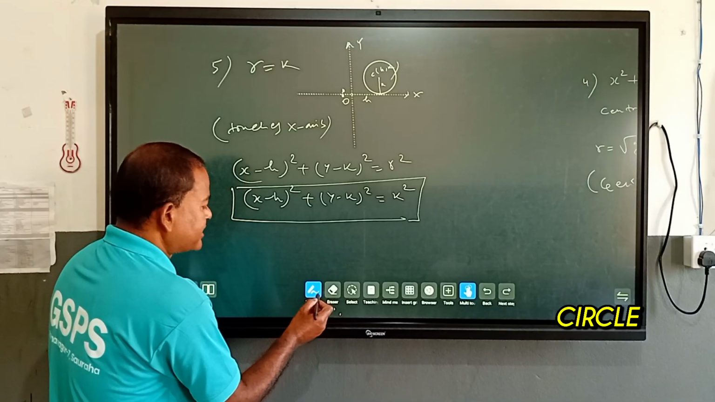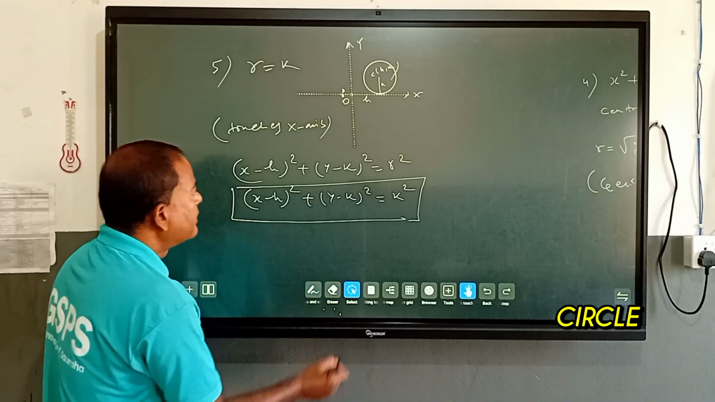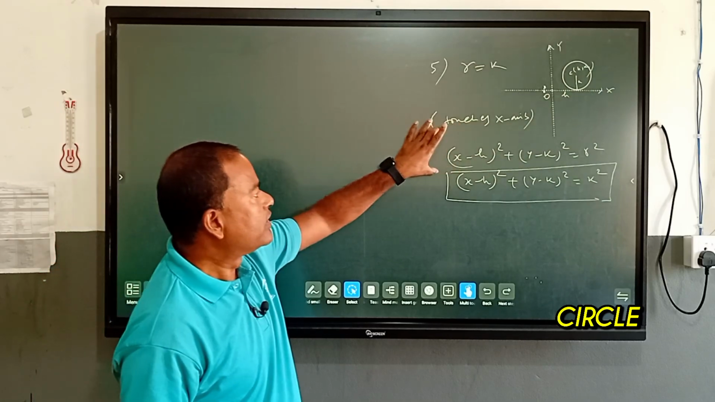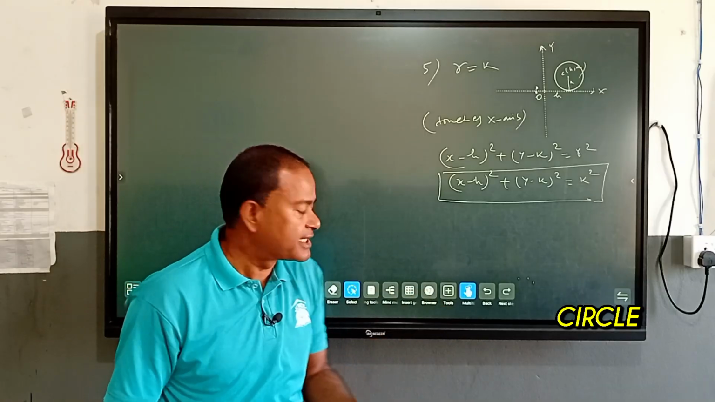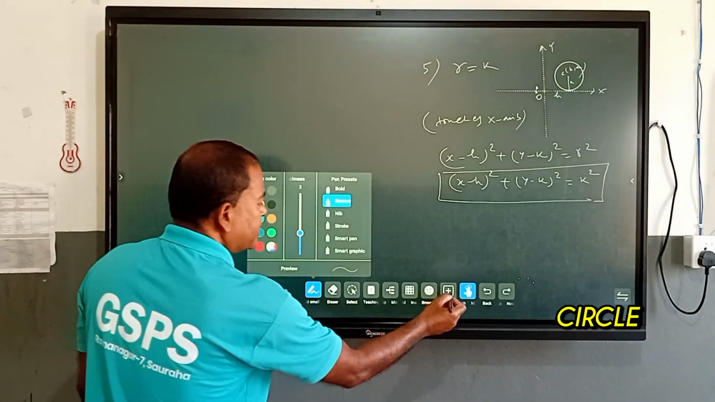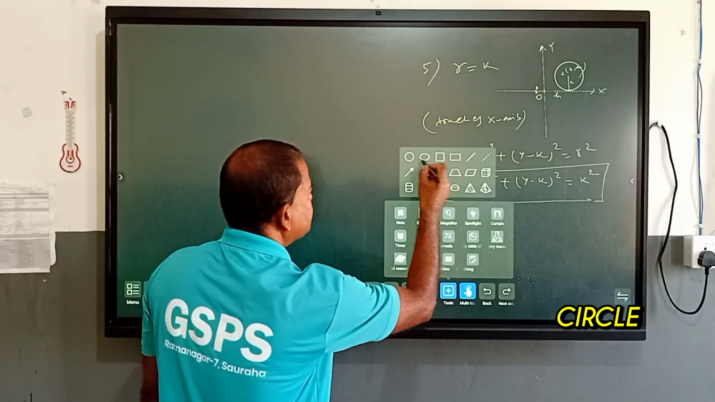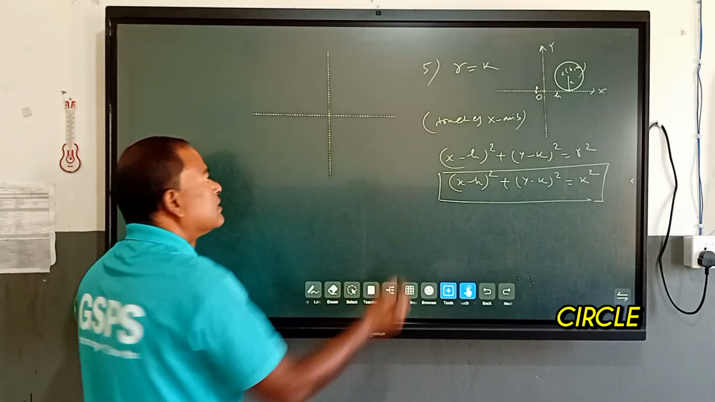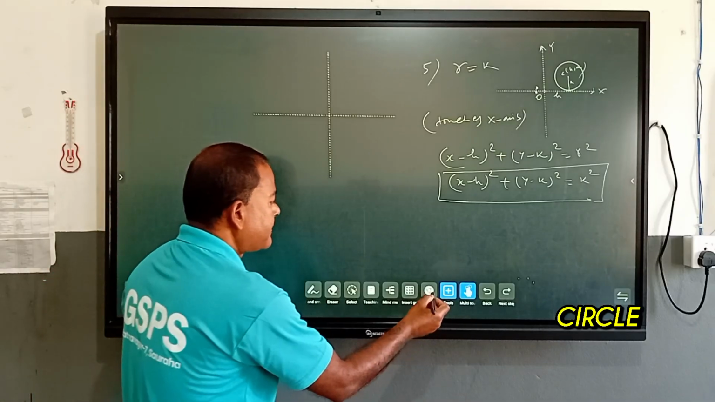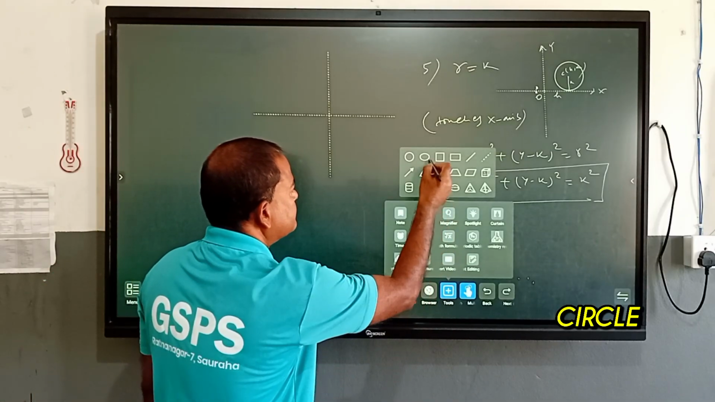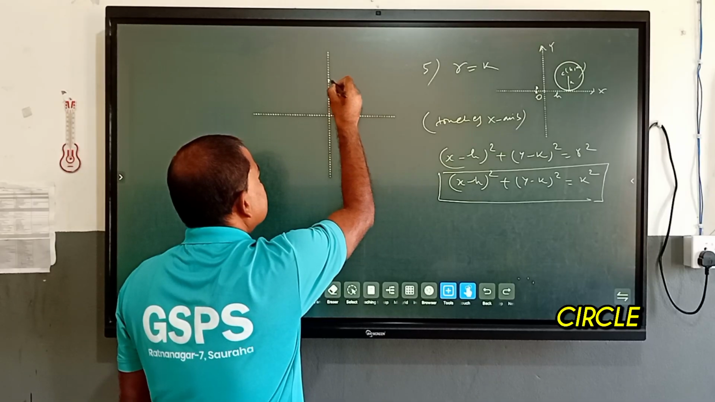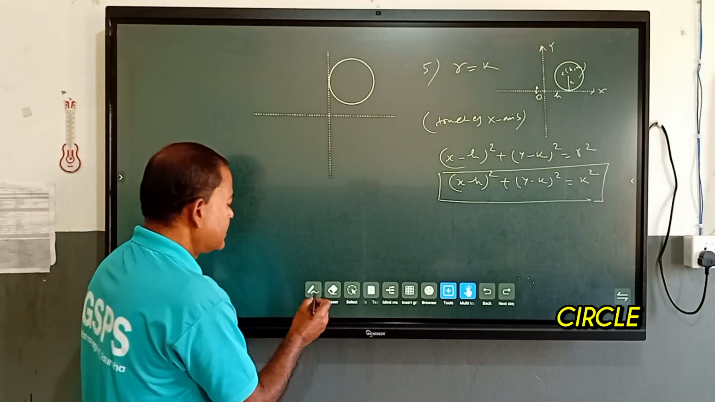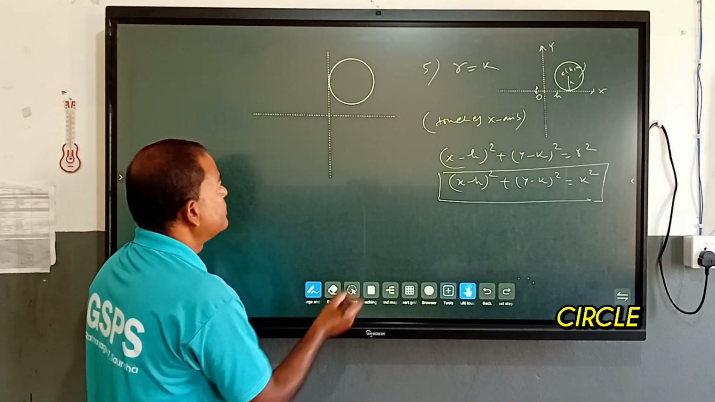Dear students, now let us discuss when a circle touches the y-axis. So dear students, when a circle touches the y-axis, in that case the radius will be equal to h.